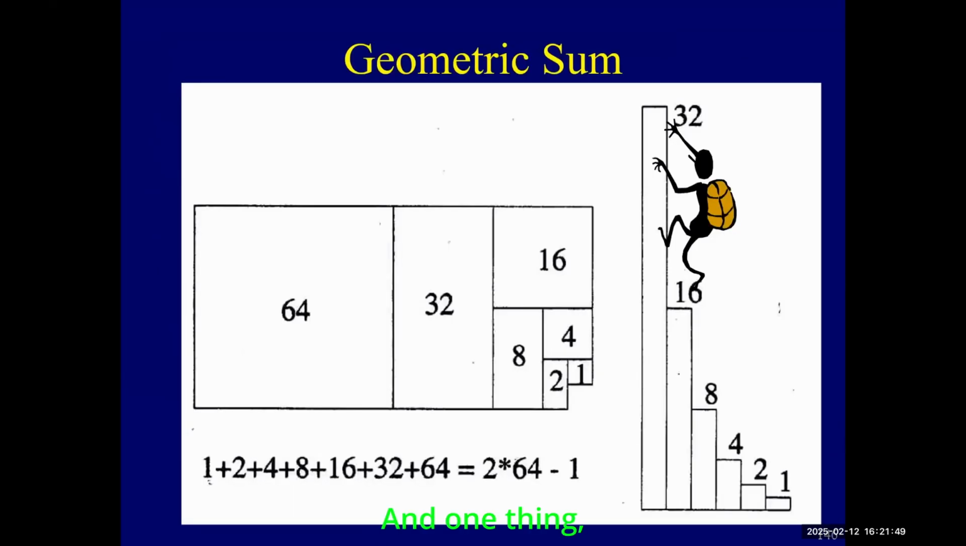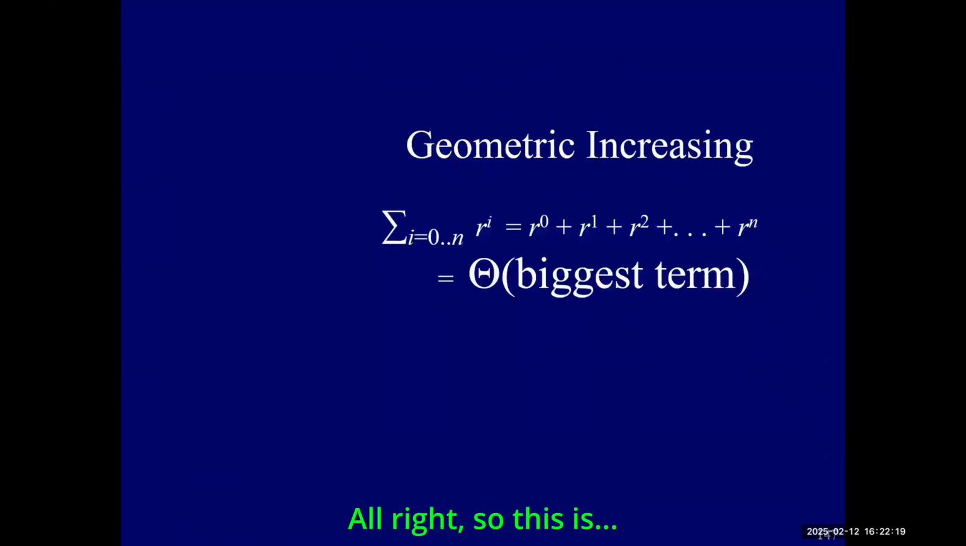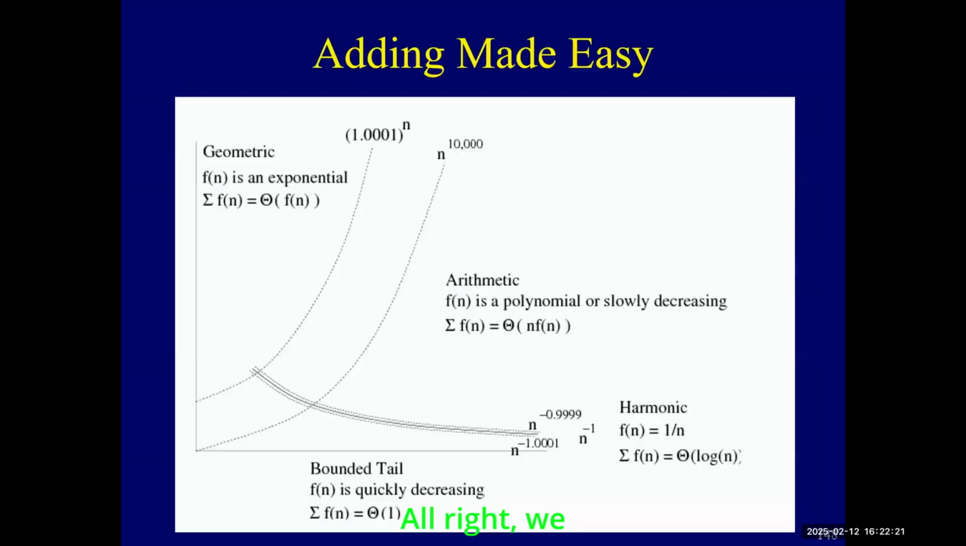And one thing, you probably know this sum already: 1 plus 2 plus 4 plus 8 plus 16, keeps doubling. Then what's the sum size? Well, we did a quick adding thing, remember? It's dominated by the biggest term. It's kind of 2 times the biggest term, which we're going to just say is dominated by the biggest term. All right, so we did that sum.